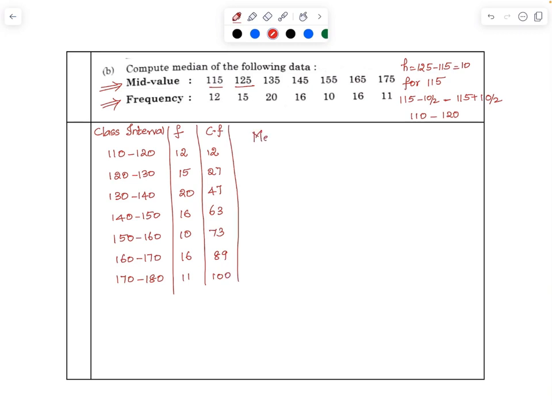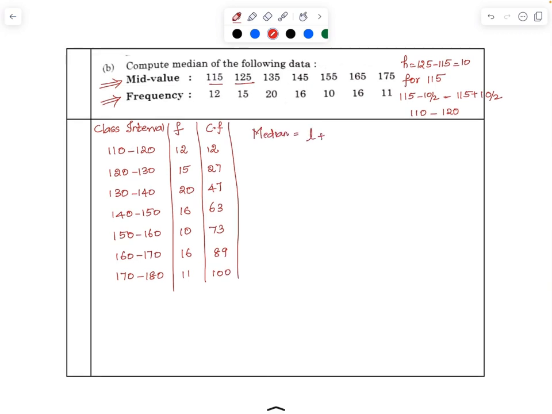The formula to find the median is L plus n by 2 minus Cf upon F times H. N is nothing but sigma Fi, which is 100, and n upon 2 is 100 upon 2, that is 50. Let's locate this 50 in the Cf column. It occurs between 47 and 63. So let us take the next higher class, that is 140 to 150. So this class interval is the median class.